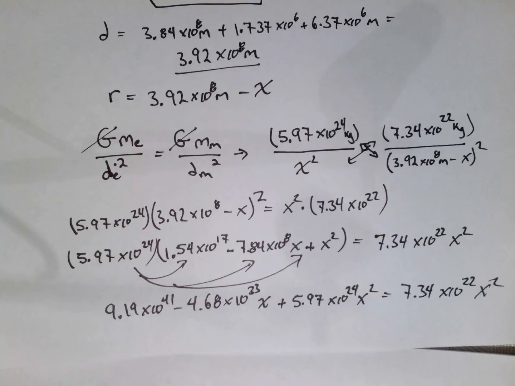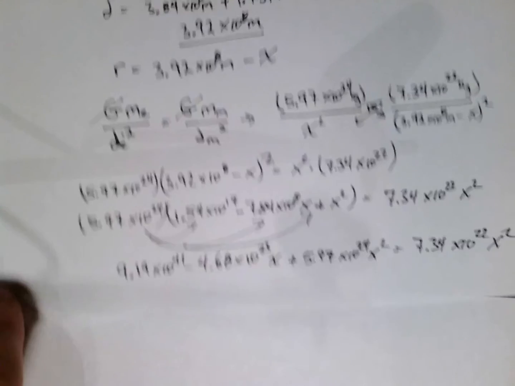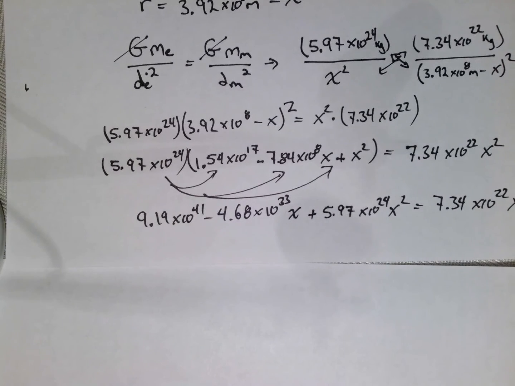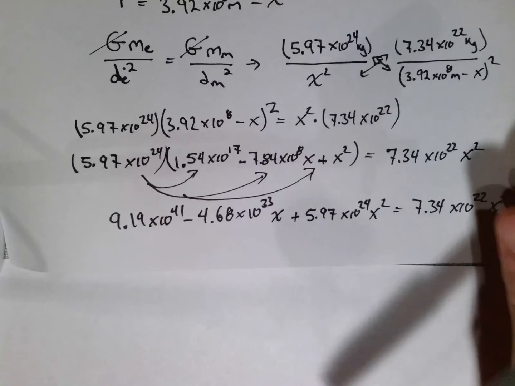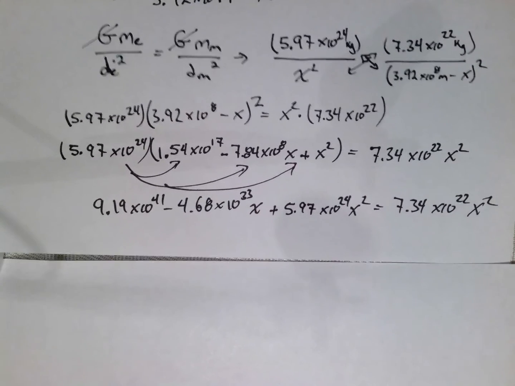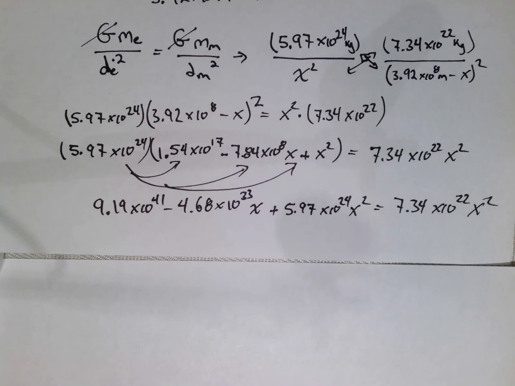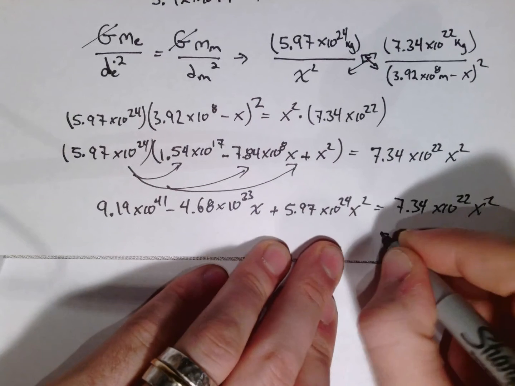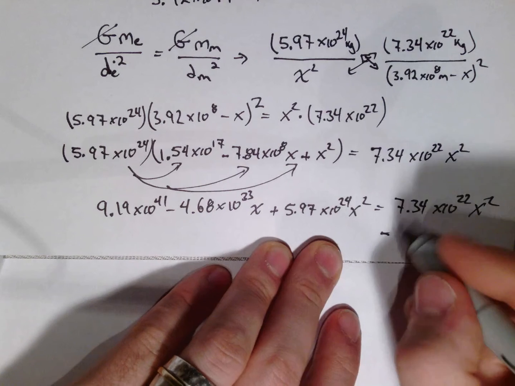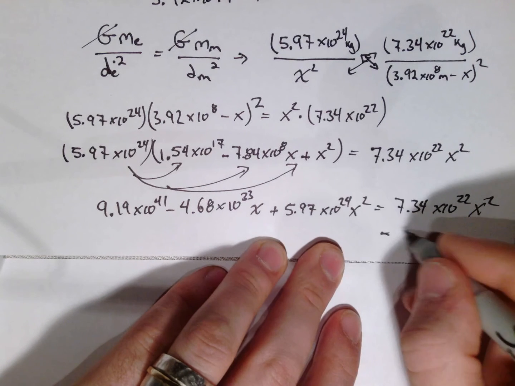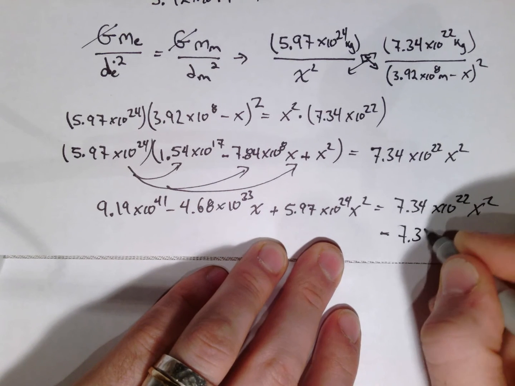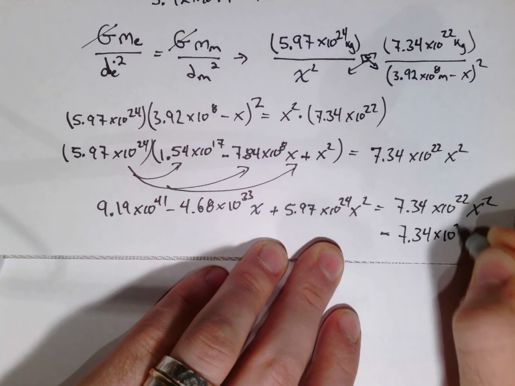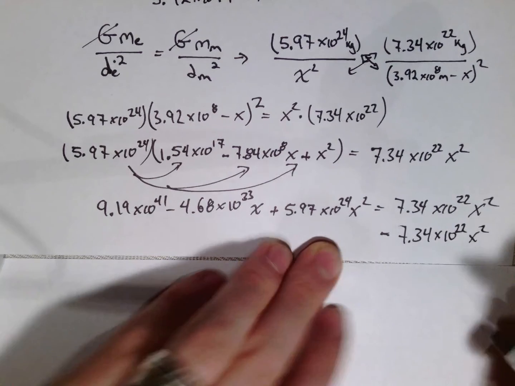Alright, I'm going to need a second sheet of paper to continue on here. So we've got this crazy quadratic. I'm going to try to keep it on the screen for you. What we want to do now is make it equal to 0 and solve for x. If we were doing this with regular numbers, it would be a bit more obvious. We just want to move everything to one side. So we want to subtract 7.34 times 10 to the 22x squared from both sides.